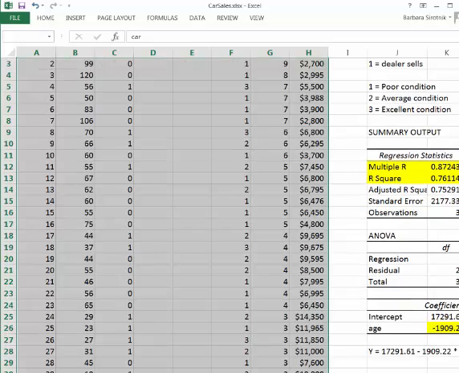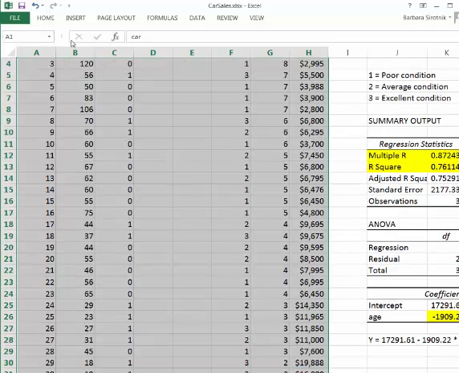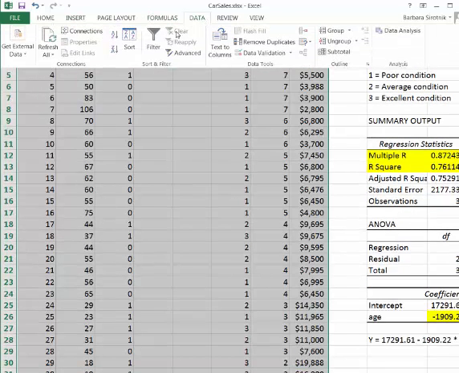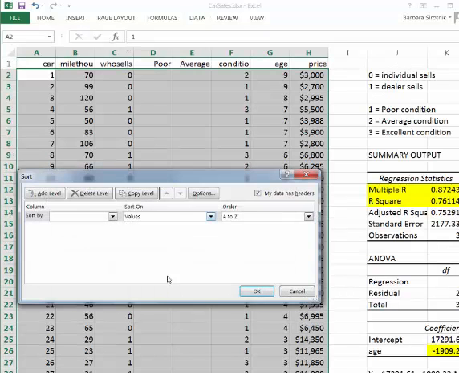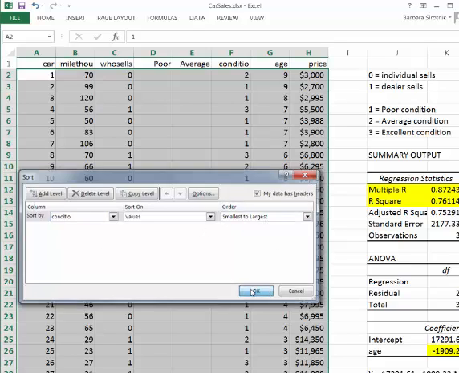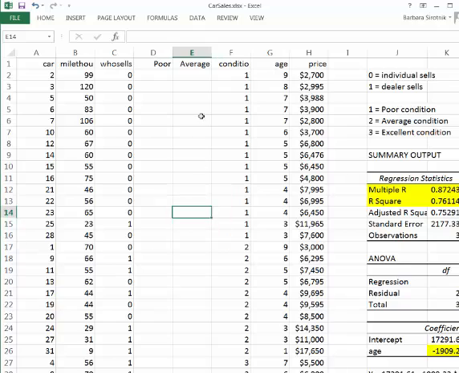So I'm going to highlight my data. I'm going to do a data sort, and I am going to sort by condition from smallest to largest. So now my life's going to be a little bit easier.